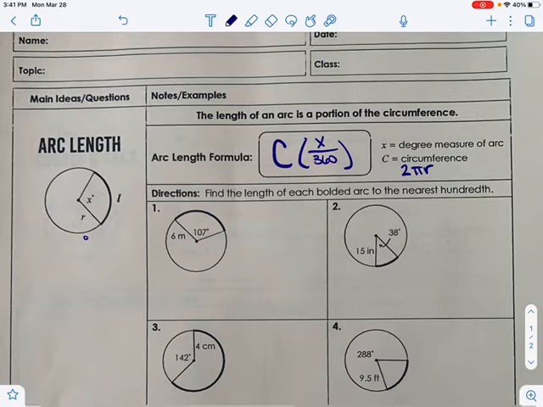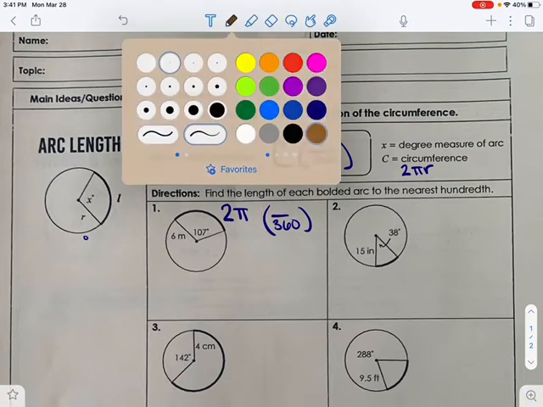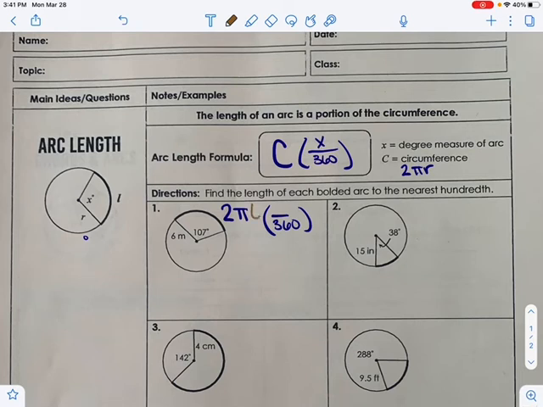And remember, circumference is 2 pi radius. So instead of the big C, I'm going to put the formula, 2 pi radius, and copy down my fraction. The only things I'm going to change are the x and the r. Everything else will stay the same. The r becomes the number 6 because that's the radius, and the x becomes the number 107 in this case because that is the central angle.